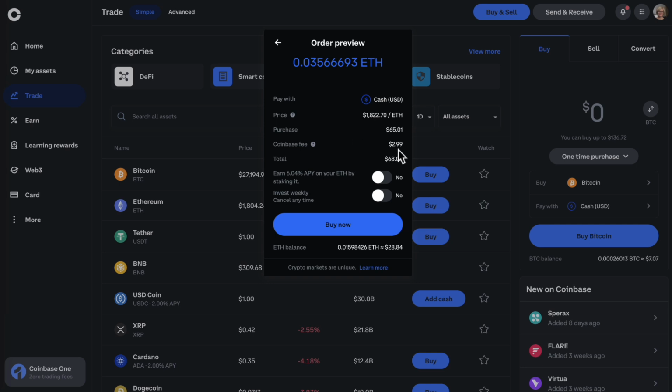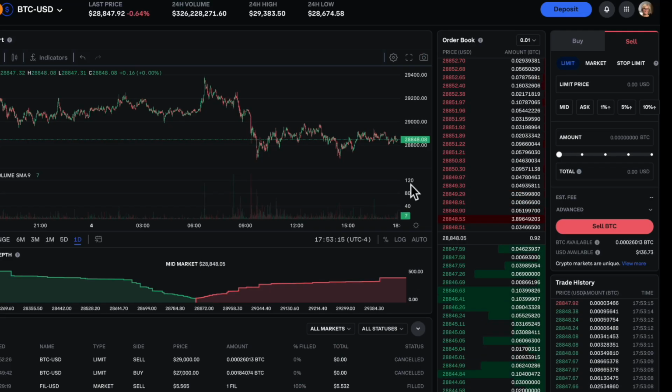Look at that fee, $2.99 for the exact same purchase. But more importantly, look at the price. The price is much higher than what I would have to pay if I used the advanced trading platform. So it's a good idea to do a comparison if you're on Coinbase and see which platform would give you the best deal. This screen also gives you another opportunity to deposit funds if you need more.